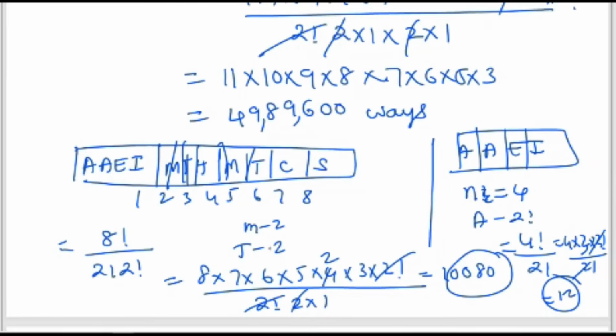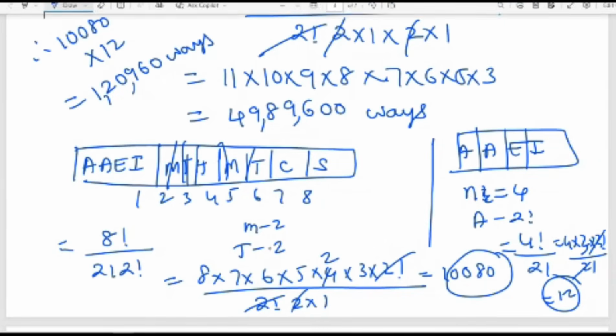Now to find the final answer, we have to multiply this answer and this answer. So the final answer, with all vowels occurring together, will be 10080 into 12. If you multiply both, we get the answer as 120960. So that is 1,20,960 ways we can arrange the word mathematics with the vowels together.